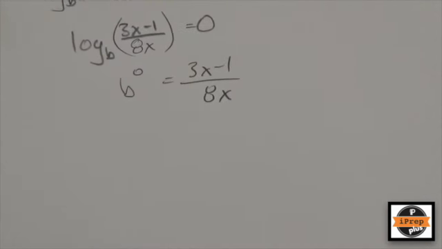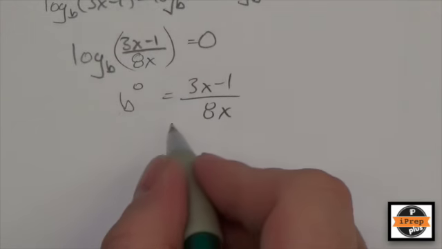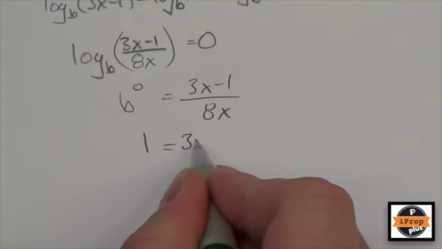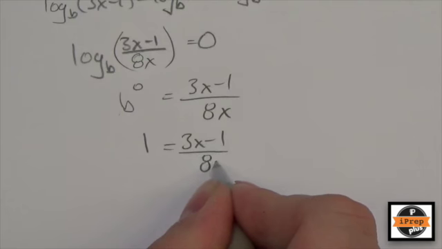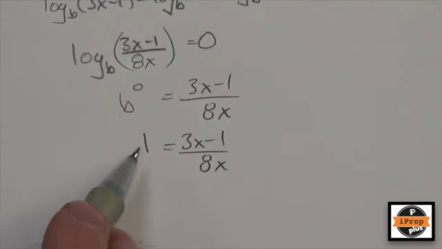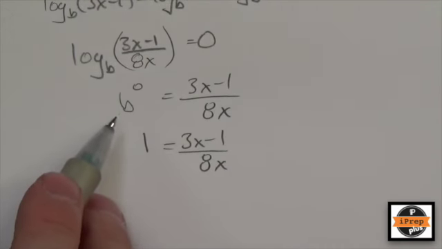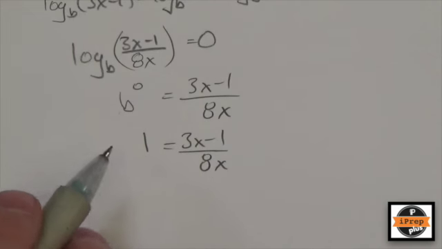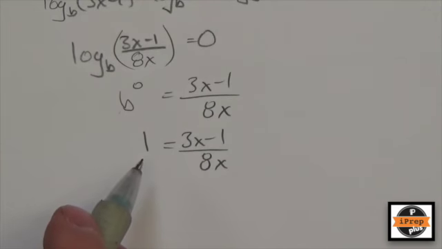Okay, and then don't go all weird on me here. B to the 0 is just 1. Don't overthink that. Don't do something strange with it. B to the 0, so it doesn't matter what the base is, as long as the base isn't 0, but that would have been unacceptable right from the beginning.